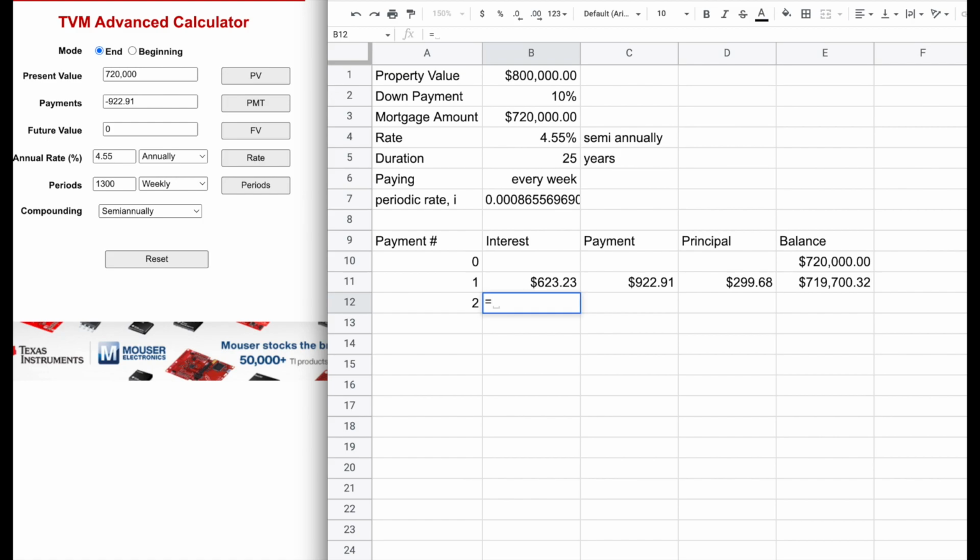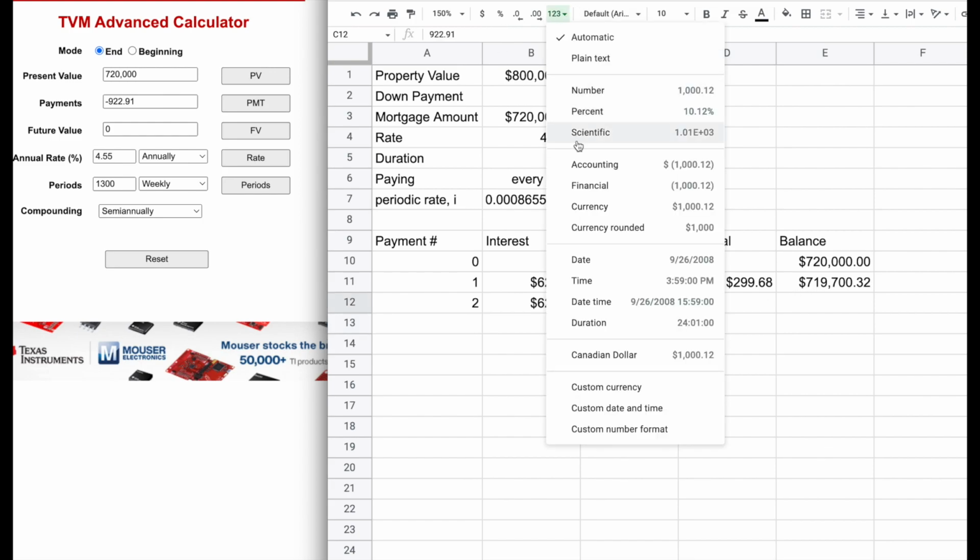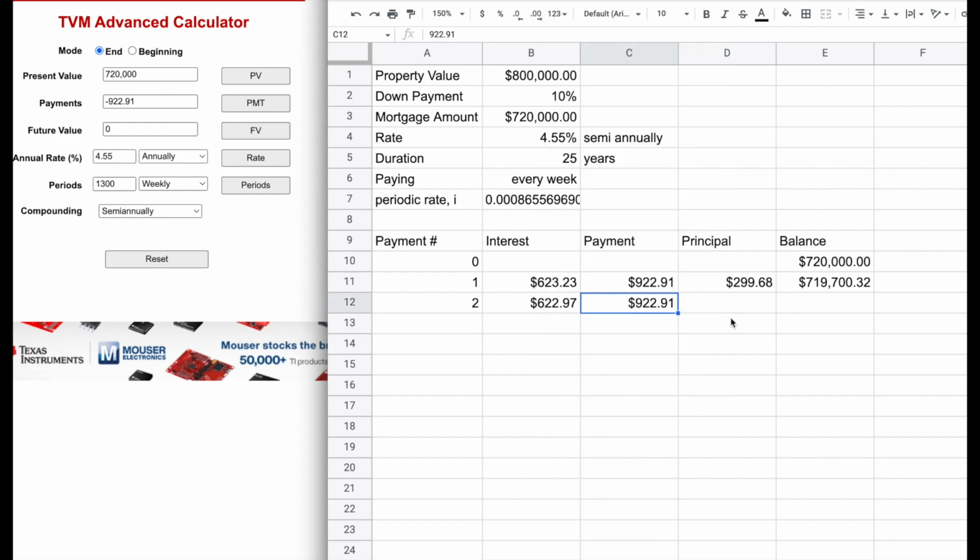So equals the previous balance times the same I, 0.0008656. See, interest is going down. My payment is the same. So I'm going to just put it in again as 922.91, but I will make the formatting match.